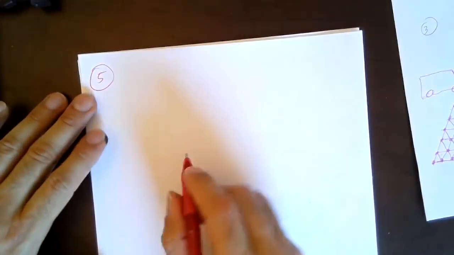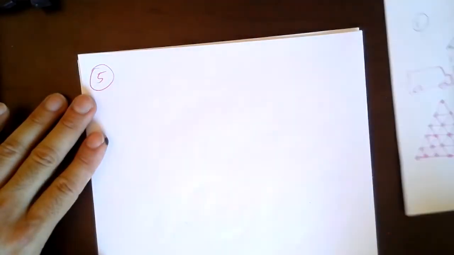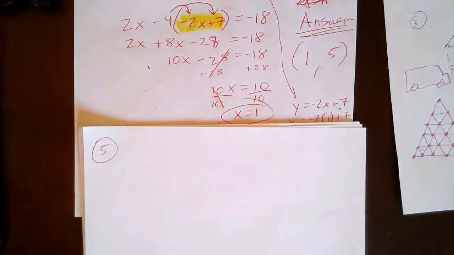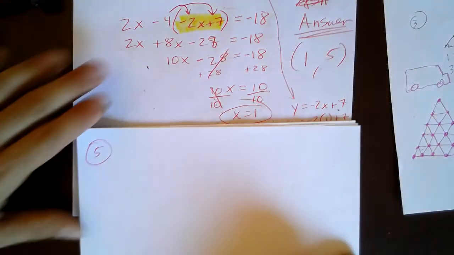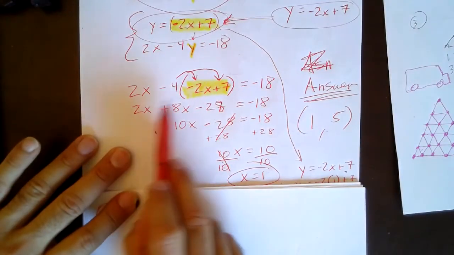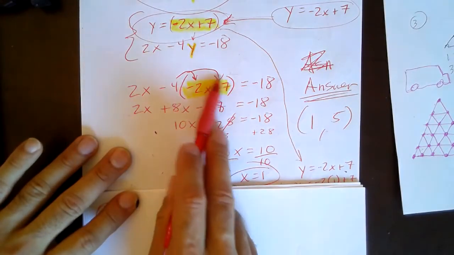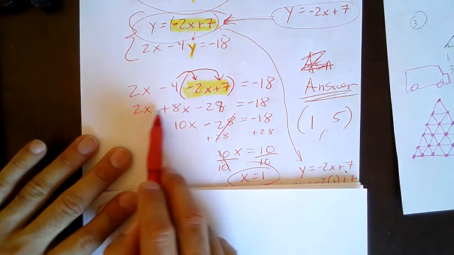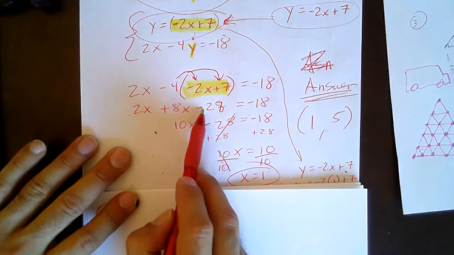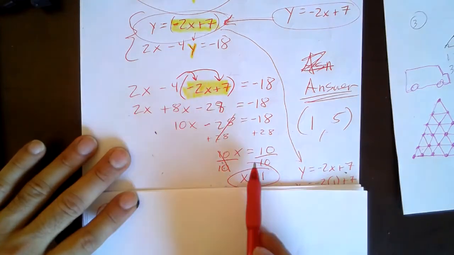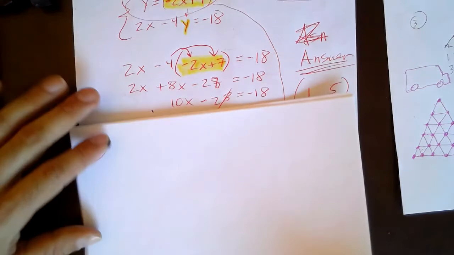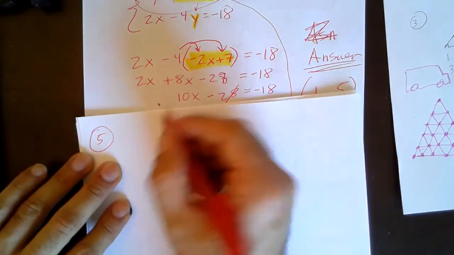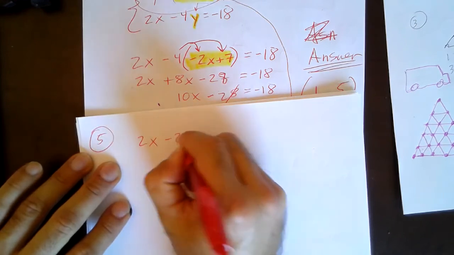Number 5. Okay, so we just solved this last equation. At this point, we had combined the two equations through substitution, and we ended up with 2x plus 8x minus 28 is equal to negative 18. We worked that out and found what x is. There are going to be scenarios for number 5, though, where after you combine, you might end up with this.